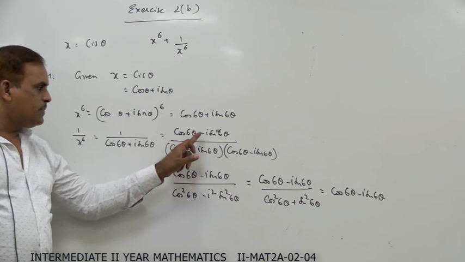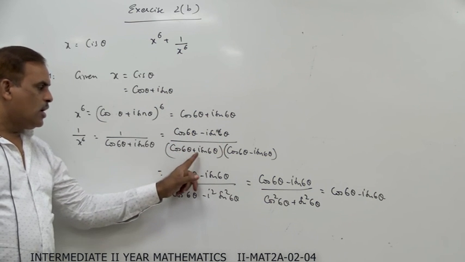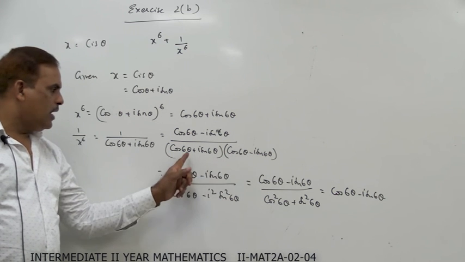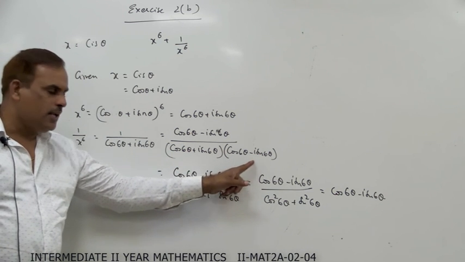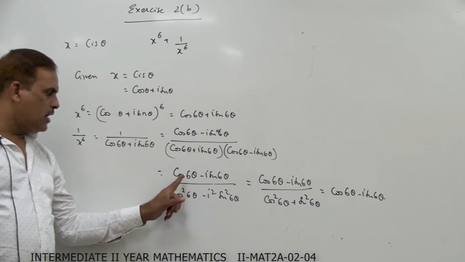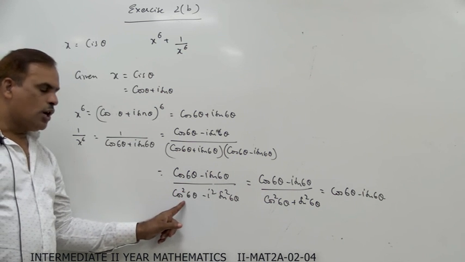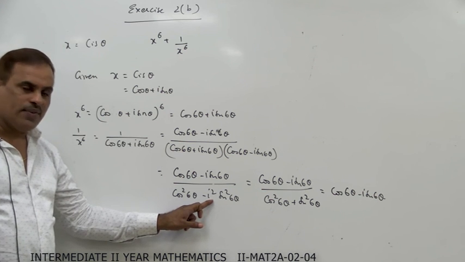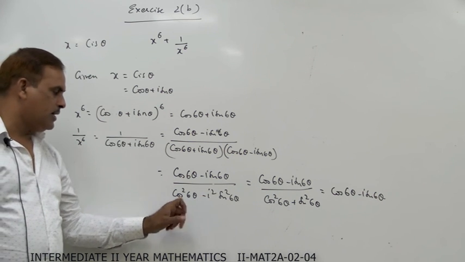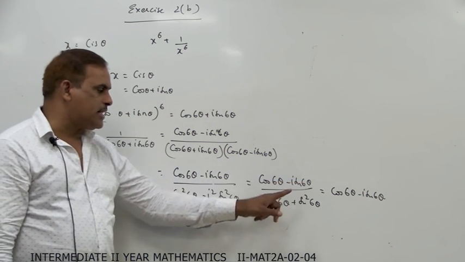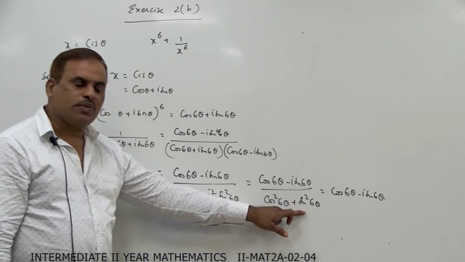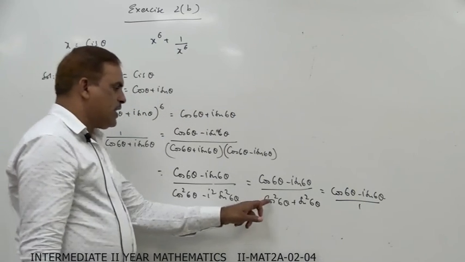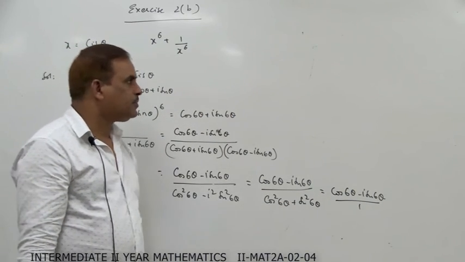Then this becomes cos 6 theta minus I sin 6 theta by cos 6 theta plus I sin 6 theta into cos 6 theta minus I sin 6 theta. It's in the form of a plus b into a minus b, which is equal to a square minus b square. Cos 6 theta minus I sin 6 theta by cos square 6 theta minus I square sin square 6 theta. I square is minus 1. Minus of minus 1 is plus 1. Cos 6 theta minus I sin 6 theta by cos square 6 theta plus sin square 6 theta. It is by 1. Cos square 6 theta plus sin square 6 theta is 1.